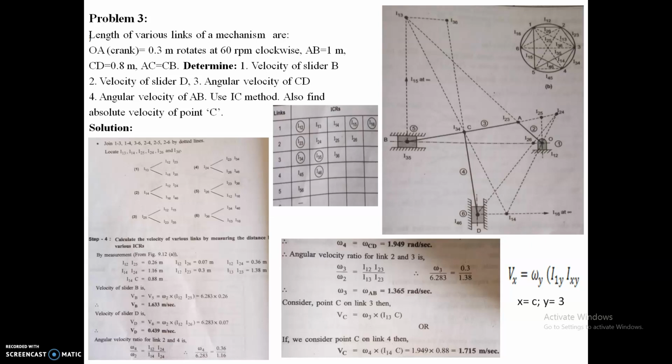Another unknown is the velocity of point C. Velocity of point C lies on either link number 3 or link number 4, so you can take any one equation. Again you have to apply the same equation and determine the value of velocity of C. Suppose I am considering this point C on link number 3. So Vc is equal to omega 3 into I13C. I13 you know, C you know, so you take this particular length, multiply by the scale, and multiply by the omega 3 value, it comes to 1.715 meter per second.